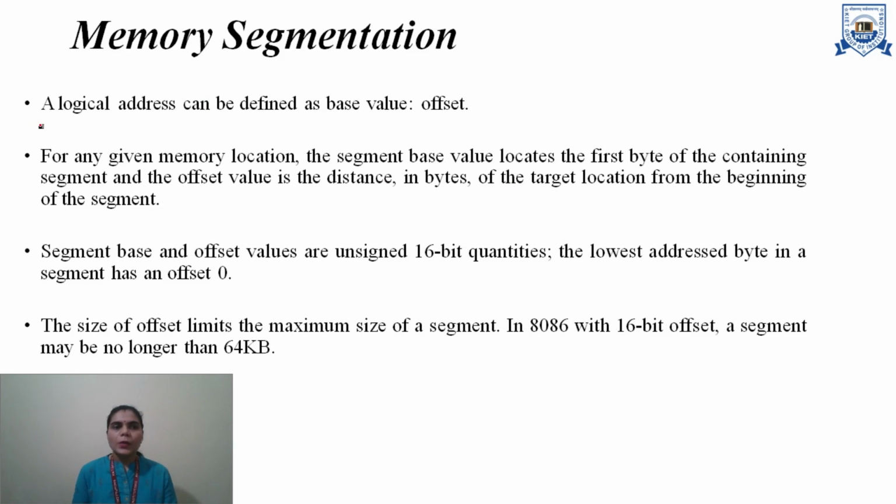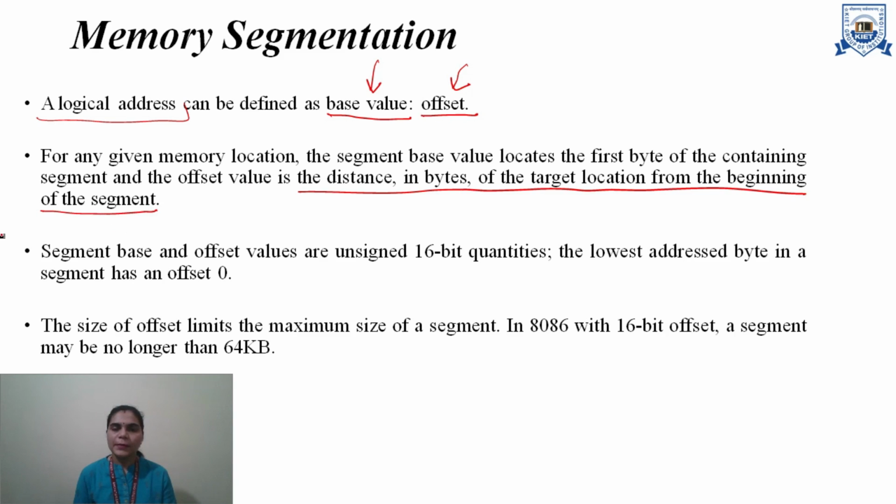Each segment will have a logical address. A logical address will be defined with a base value and an offset. Here, a base address is the starting address of the segment, and offset is the distance in bytes of any target location from the starting of the segment. So offset will be used to address any byte within the segment, and it defines the distance of that byte from the starting of the segment. So base value and offset will be used to address the byte in a segment.